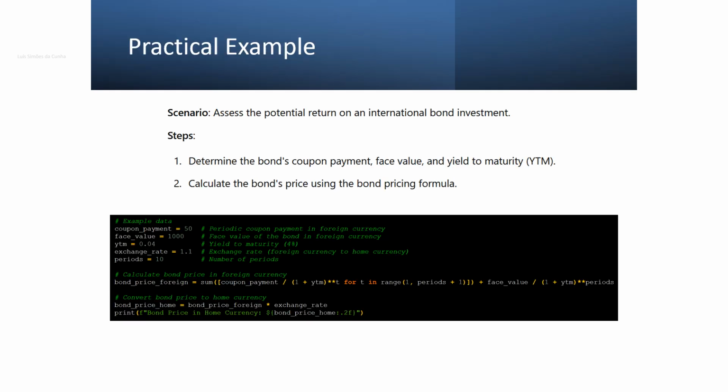To evaluate an international bond investment, determine the bond's coupon payment, face value, and yield to maturity, YTM. Calculate the bond's price in foreign currency using the bond pricing formula, then convert it to the home currency using the exchange rate. This example demonstrates how to assess the potential return on an international bond investment.